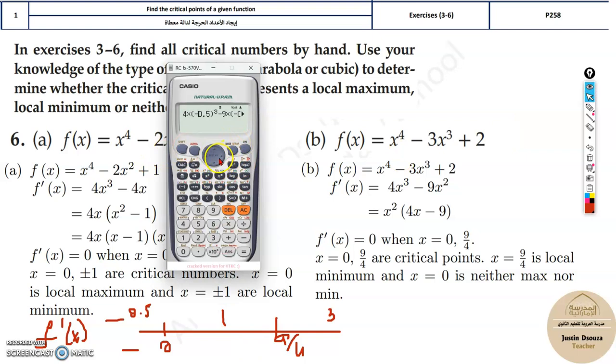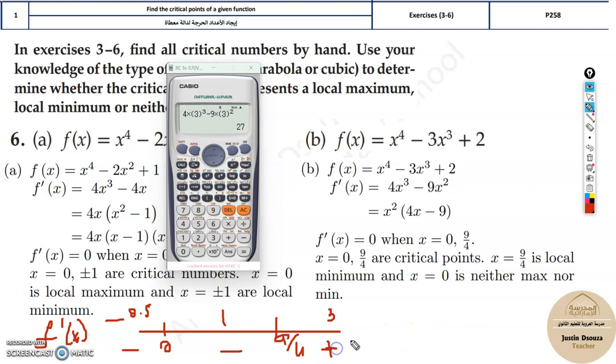So the next one is 1, so I will just change it over here to 1 instead of x, 1 over here and 1 over here. So what is the answer I'm getting? It's minus. So again, I'm getting a minus. And last one, let's try 3. Now let's put 3 over here and 3 over here. And I'm getting a plus. So over here, it's plus.